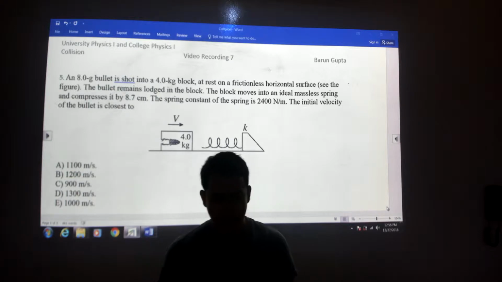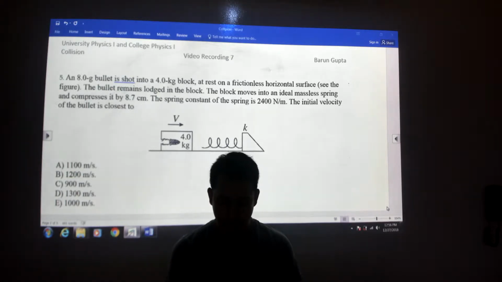You have an 8-gram bullet, and the bullet is shot into a block, and then both start moving and compress a spring. When the spring gets compressed, it moves by 8.7 centimeter, and you know the information about the spring. The spring constant is 2400 Newton per meter. From this information, you need to calculate the initial velocity of the bullet.